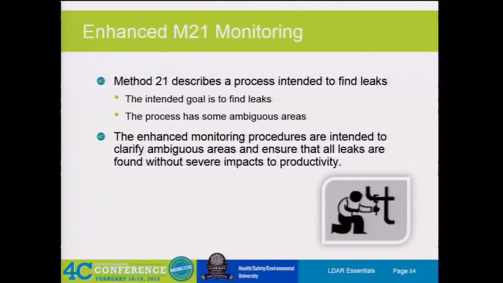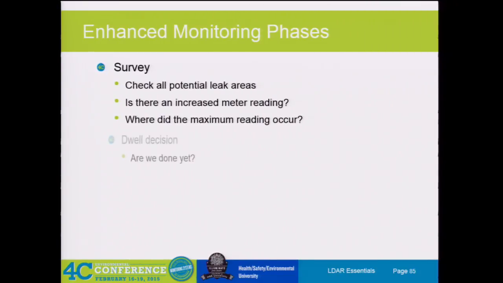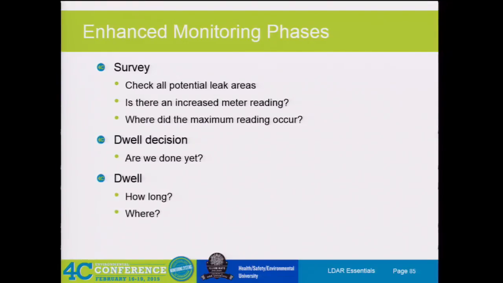So, Method 21 describes a process intended to find leaks. The intended goal is to find leaks. The process has some ambiguous areas. The enhanced monitoring procedures are intended to clarify ambiguous areas, ensure that all leaks are found without impact to productivity. I have absolutely no idea what that says, so I did not write that, and I can't tell you at all. But in the enhanced monitoring phase, survey.